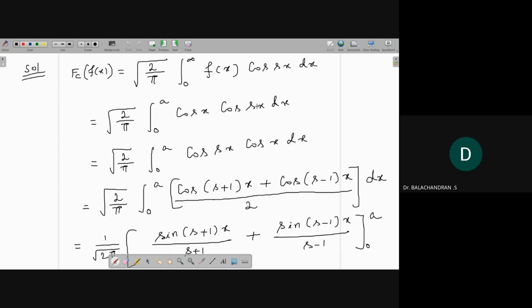Now I am going to take cos sx into cos x. Take sx as A and x as B. So this is the 2 cos A cos B formula. Since 2 is not here, I'll divide by 2. So 2 cos A cos B is cos of (A plus B) plus cos of (A minus B), divided by 2. That gives (s plus 1) into x, and similarly A minus B is (s minus 1) into x. Next step is integration.